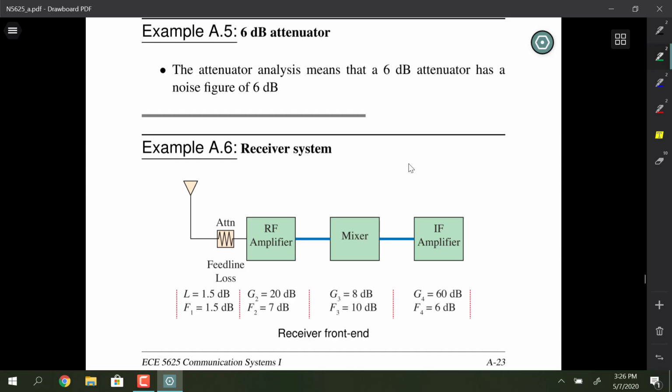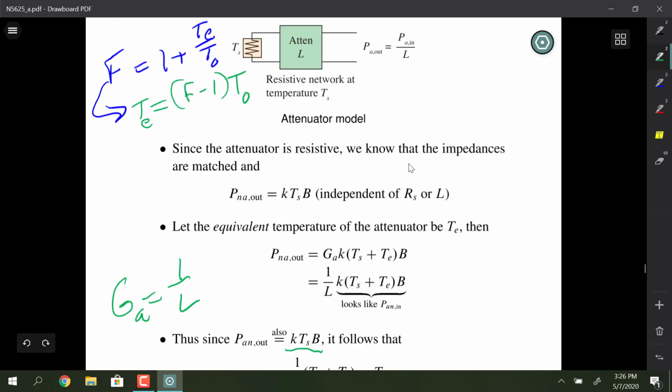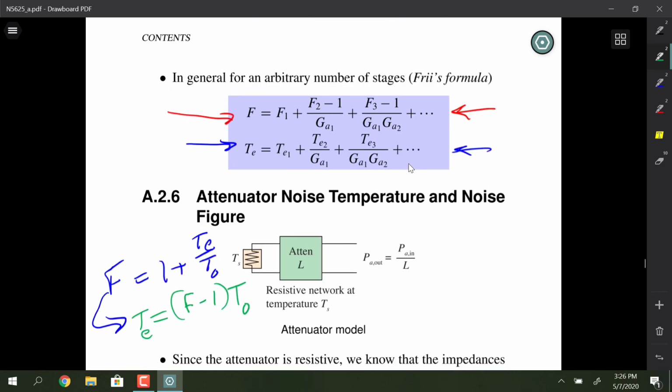Well, let's go through an example here of a receiving system, and this is one that's in the book. So the first scenario is going to be to have the feed line loss at the input, then the first RF preamp, then a mixer, then an IF amplifier. Just some subsystems that we can use in Friis's equation here.